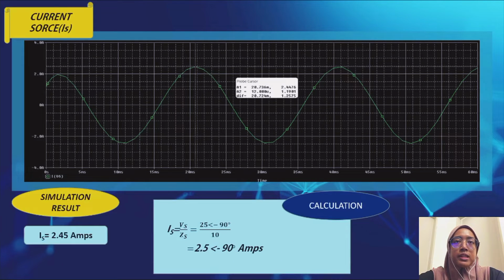To determine whether the answer in the simulation is right or wrong, we need to make a calculation using the formula. IS is equal to VS divided by ZS, and we get 25 ampere negative 90 degree divided by 10, which is equal to 2.5 ampere negative 90 degree.